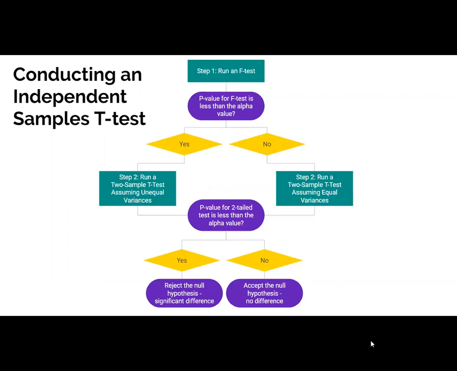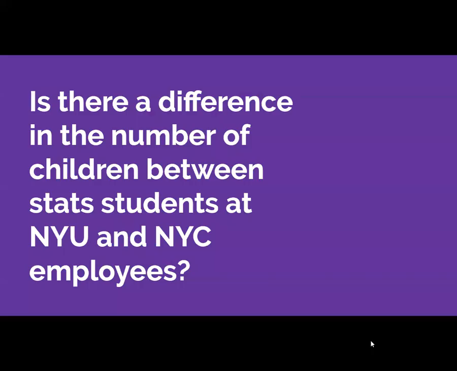And then, once you run that test, you check whether the p-value for the two-tailed test is less than the alpha value. If it is, you reject the null hypothesis. If it's not, you accept it. That all probably sounds like French, and that's okay, because we're about to go through all of it with you.